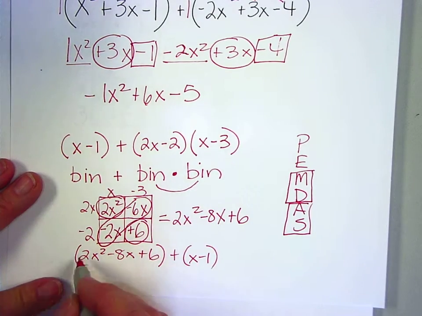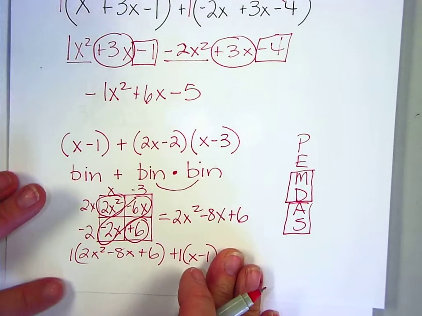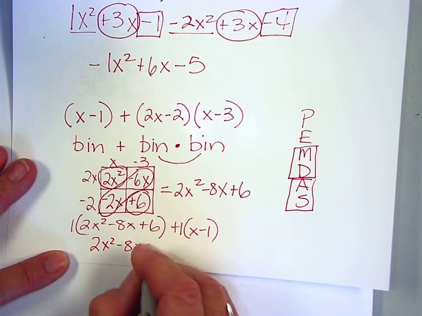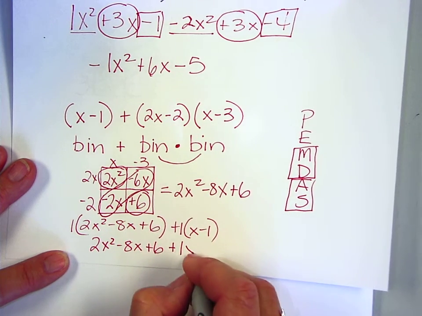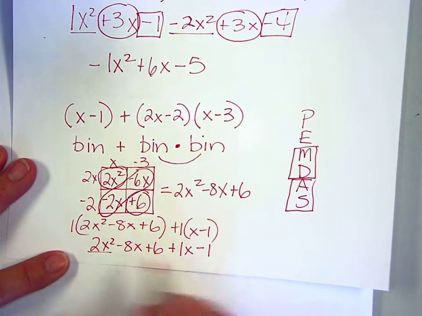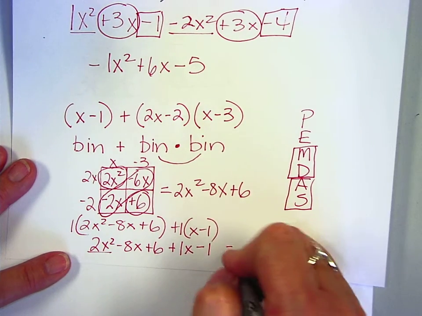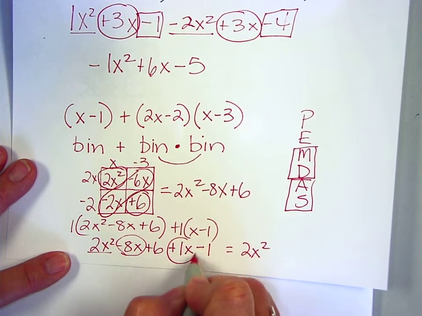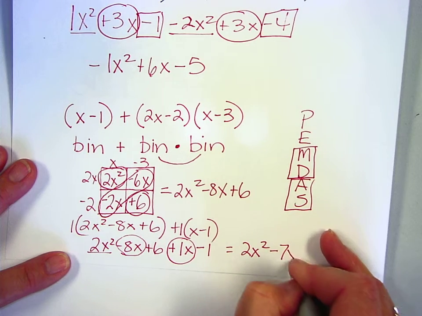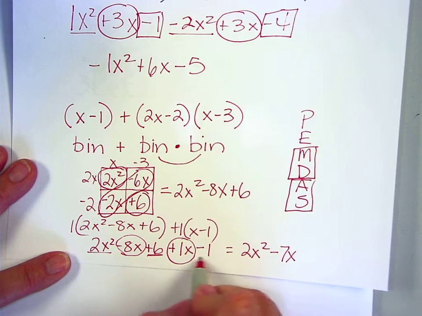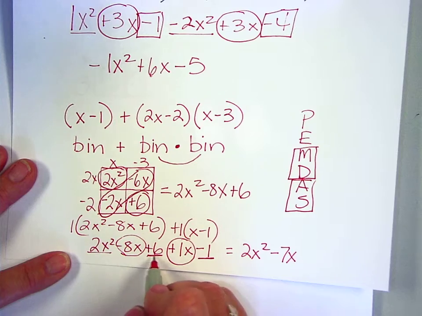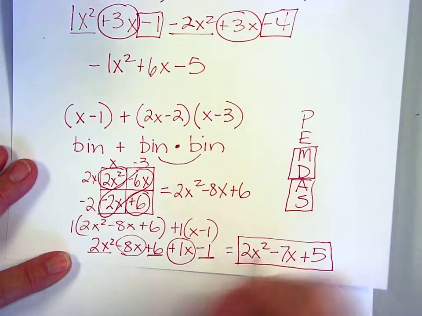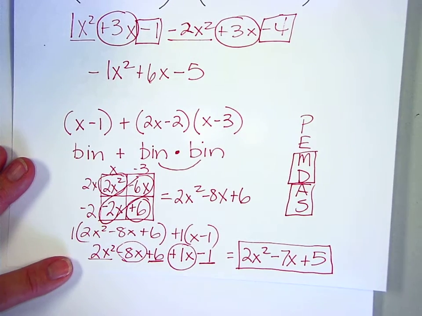Now we're just adding, so we're just going to distribute positive 1, so none of our terms are going to change their value. And I have a 2x squared. I have 7 negative x's. And I have 6 positives and 1 negative. If I combine those, I'm going to have 5 extra positives left over. This is your answer to that problem. You better know how to do that.